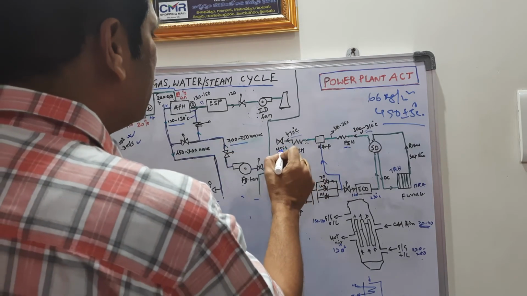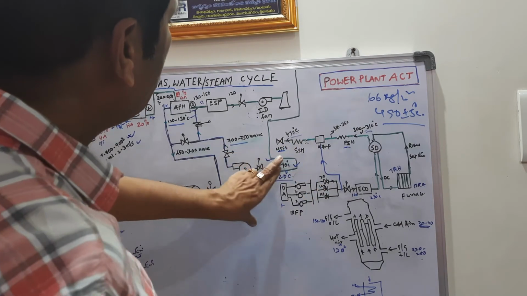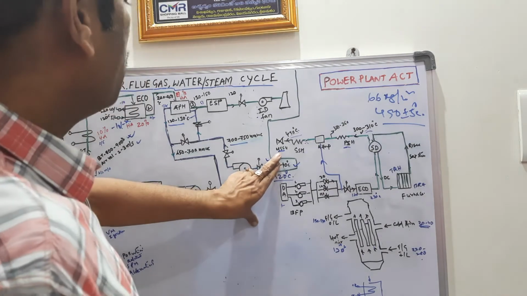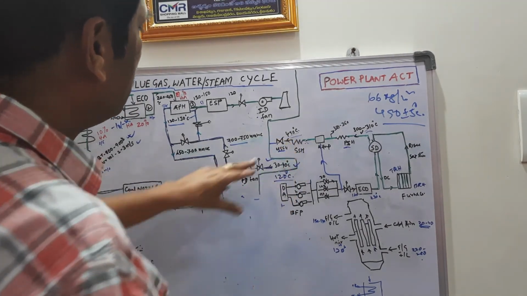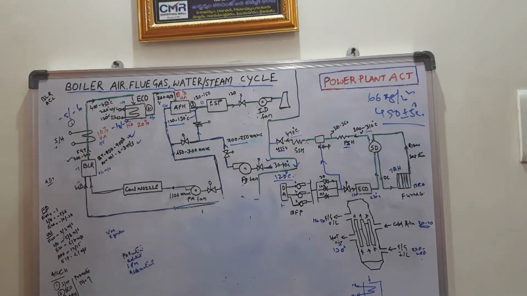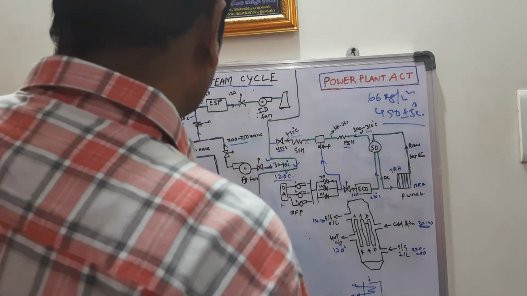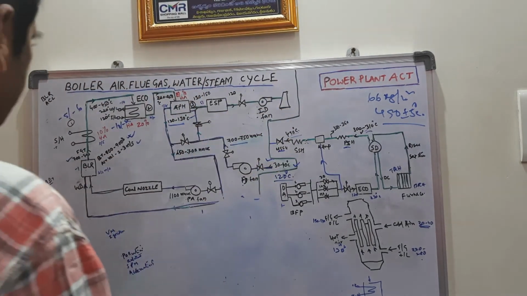After that there is the MSSV, the main steam stop valve. After that this steam goes to the turbine. So this is the water circuit.